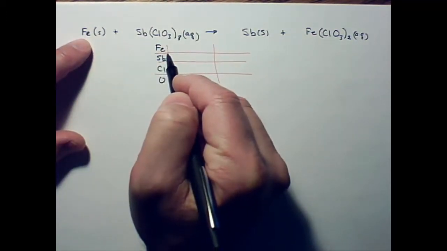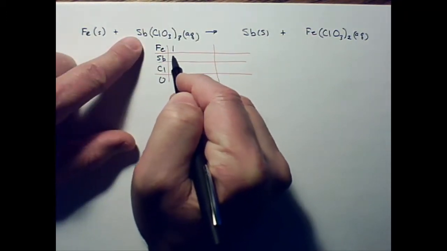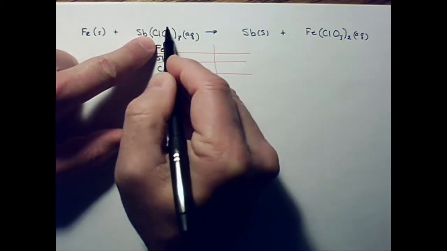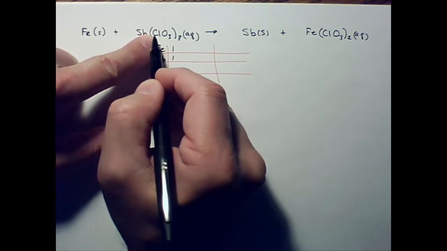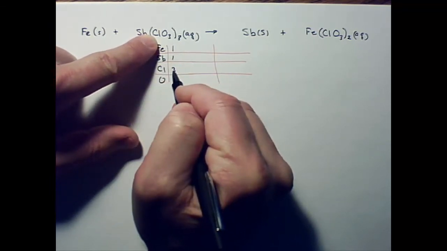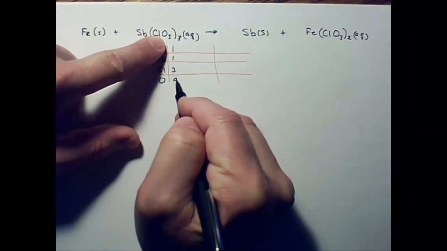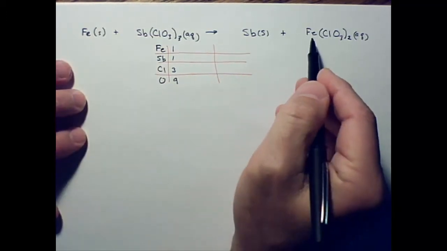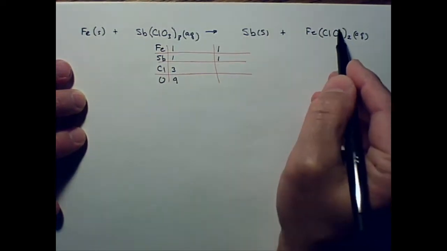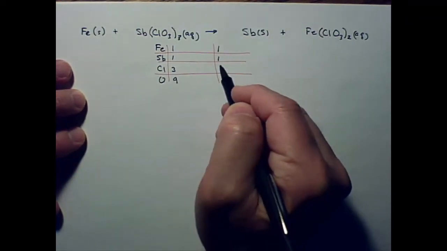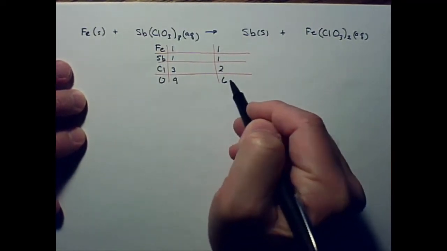All right, so we have 1 iron here, 1 antimony. This 3 outside the parentheses means I have 3 chlorate ions, and the chlorate ions have 1 chlorine. So that means I have 3 chlorines, and I have 9 oxygens. Over on the right-hand side at the moment, I have 1 iron, 1 antimony. I've got 2 chlorines here, and 6 oxygens.